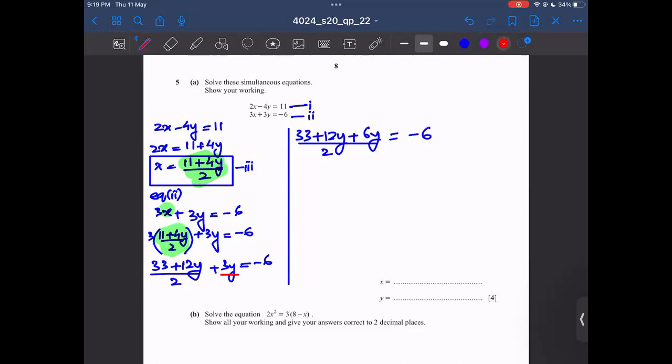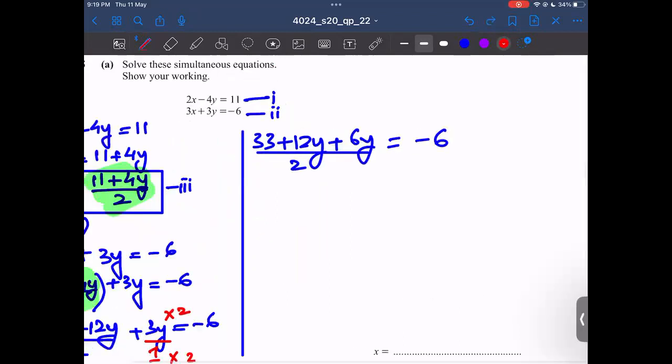We have 1 in the denominator of 3y. So the LCM of 2 and 1 is 2. 1 multiplied by 2 is 2, 3y multiplied by 2 is 6y. So I got 6y over here. Now I'm going to cross multiply this 2 with the minus 6. 12y plus 6y is 18y, plus 33, and 2 multiplied by minus 6.